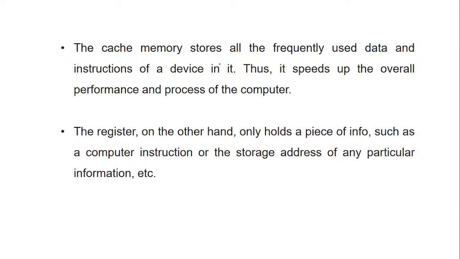The cache memory stores all the frequently used data and instructions on a device. Thus, it speeds up the overall performance and processing of the computer. The register, on the other hand, holds a piece of information such as a computer instruction or the storage address of any particular information. So in case you want a difference, this will help you get a summarized difference between a cache memory and a register. Is it clear?